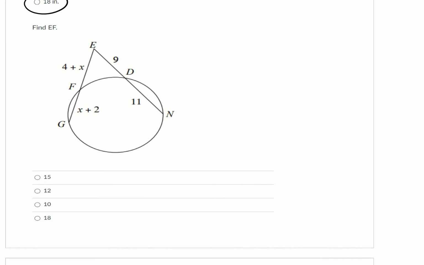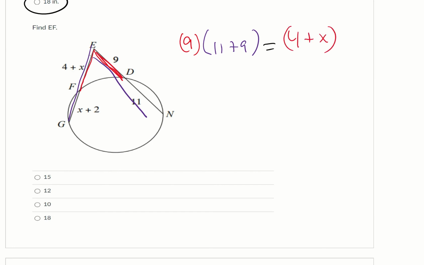So for the next question, we got EF. Find EF. And again, this is similar to one of the other questions where we had two secants or two segments on the outside that intersect on the outside, and you're trying to find the length. So you take the outer segment times the whole, outer times whole, and outer times whole, okay? And take the product. So we got the outer times the whole. Now the whole is 11 plus 9 equals the outer, which is 4 plus x, times the whole, which is 4 plus x plus 2.